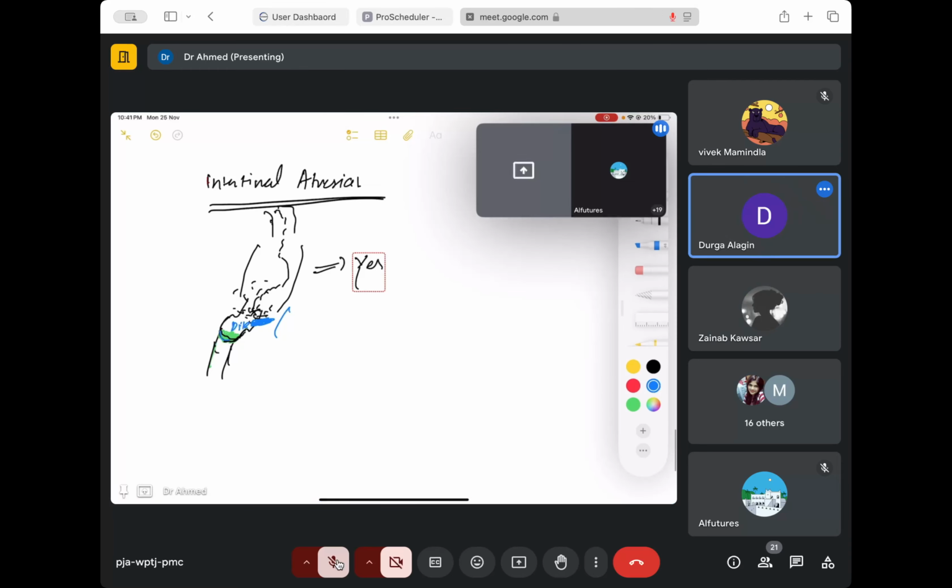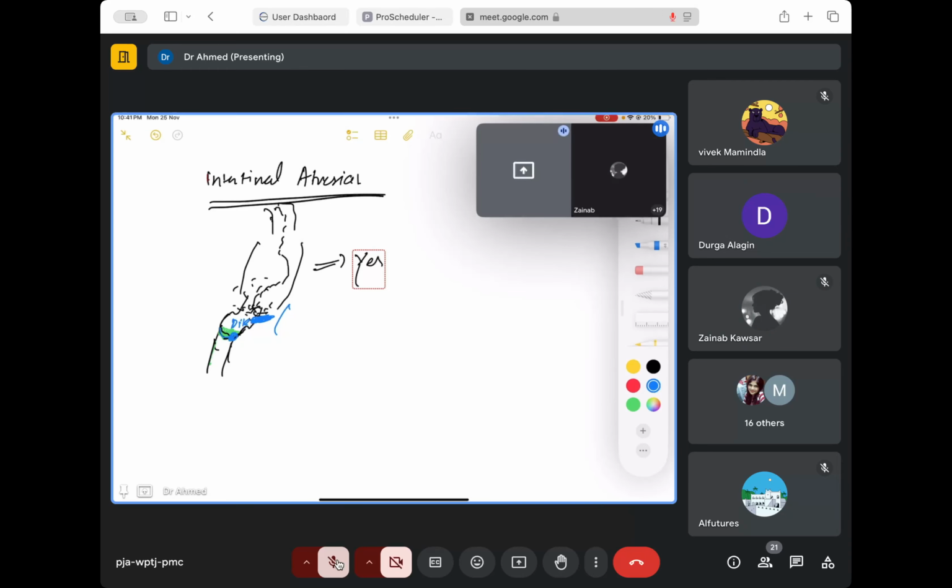For example, if I have this part atretic, so what happens? All of the things beyond this atresia are going to dilate, right? Like that, because you're going to see distension on this part. Food is going to accumulate, and the part which is beyond, it's also going to dilate, right? Okay. So you will be seeing a finding which is known as double bubble appearance.